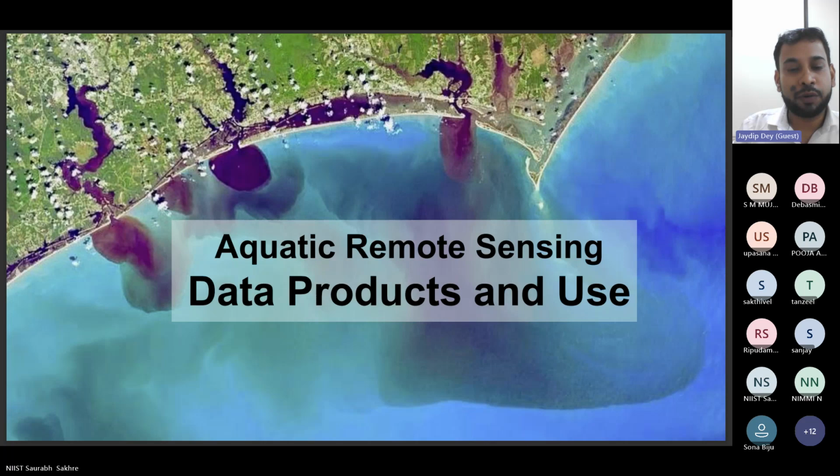So in aquatic remote sensing, there are many data sets available. We will see what those data sets are and their use.